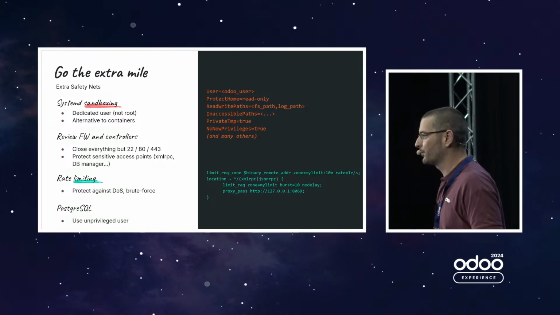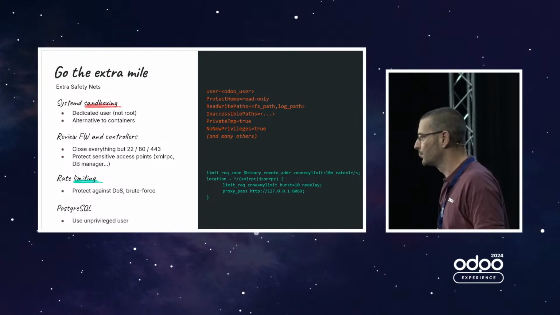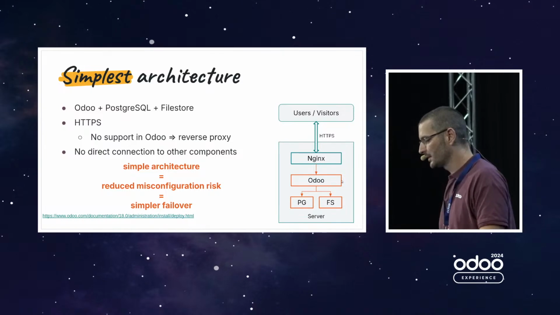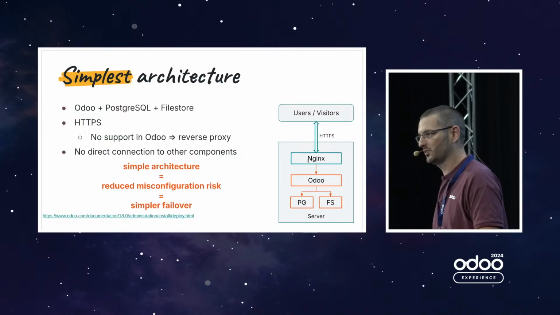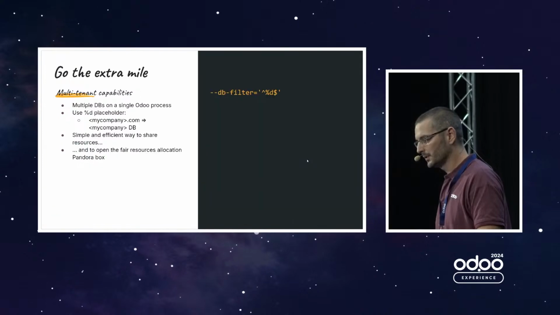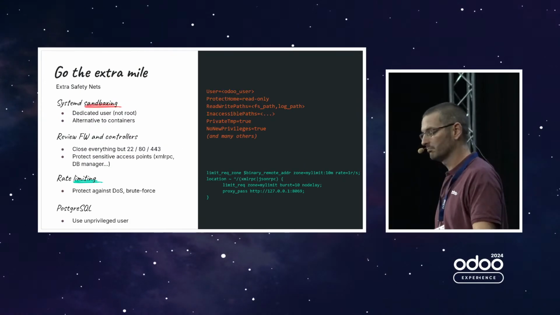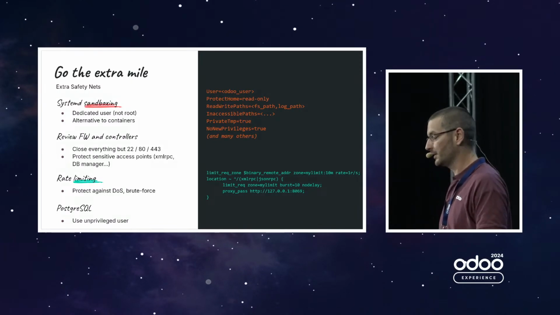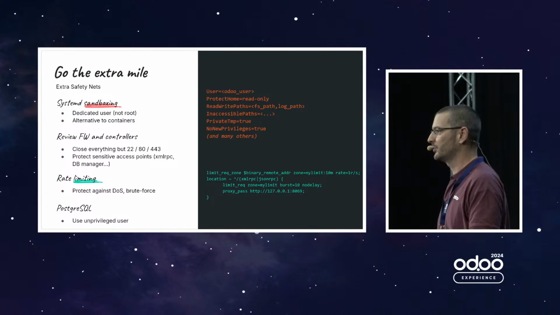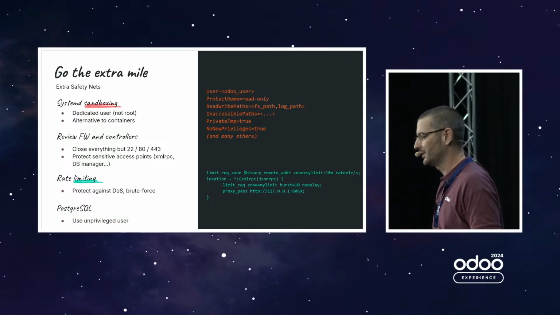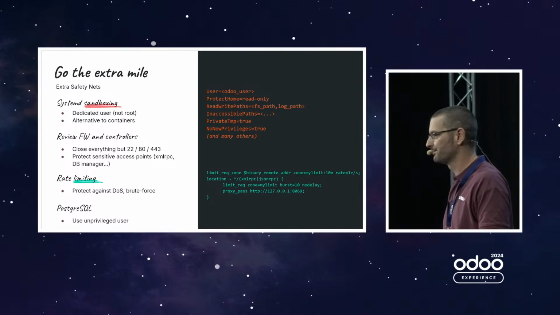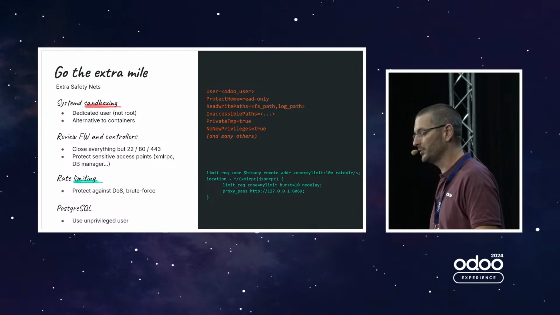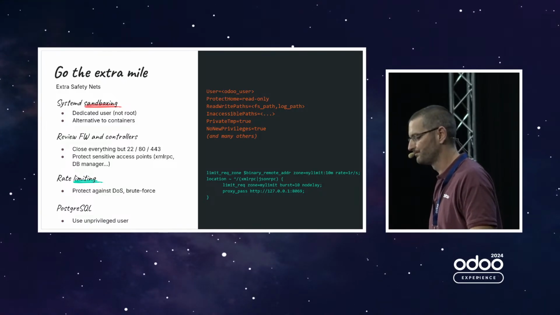Review your firewall and the controller rules. As we saw previously, only nginx should be accessible. So just close everything but the SSH and HTTP ports. Close the 8069 port, close the 5432 port of Postgres. There is no need to keep them open. If you make a misconfiguration at some point and you leave a door open, at least the firewall is closed.